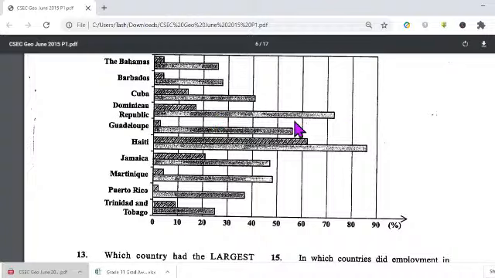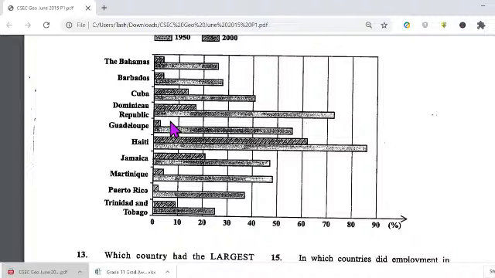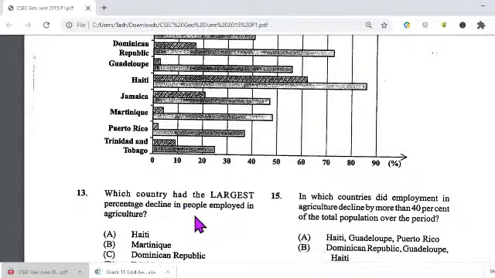So we're seeing Dominica looks pretty big from here to here. Guadeloupe is very big as well. So we're looking for the one that has the largest decline. In order to tell it and not just estimate, we can look at the specific numbers that they have. So this looks like about 73, and then this looks like probably about 18. So let's just look at the options that they gave us.